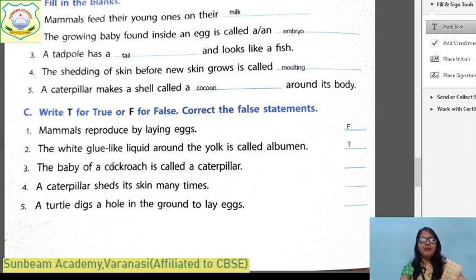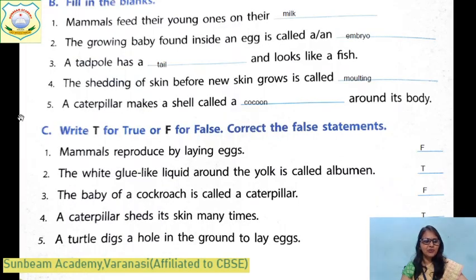The baby of a cockroach is called caterpillar. Is it called caterpillar? No. They are called nymph, na? A caterpillar sheds its skin many times. Yes, of course, it is true. A turtle digs a hole in the ground to lay eggs. This is also true, dear. Okay.